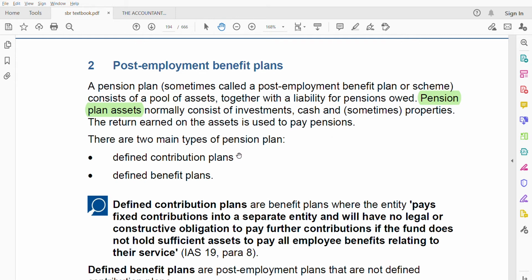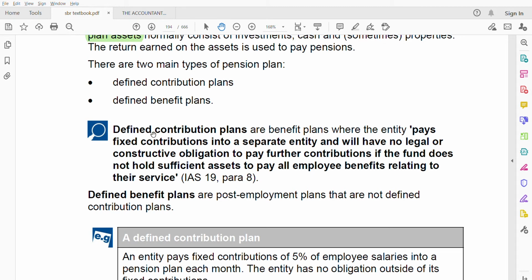There are two types of pension plan. You should know the difference between those two because some of the revision questions have these questions. If you have gone through, you must have seen that. Define it and then differentiate between the two types of plan. So first we are going to go through the defined contribution plan. The definition is here, and then the defined benefit plan.